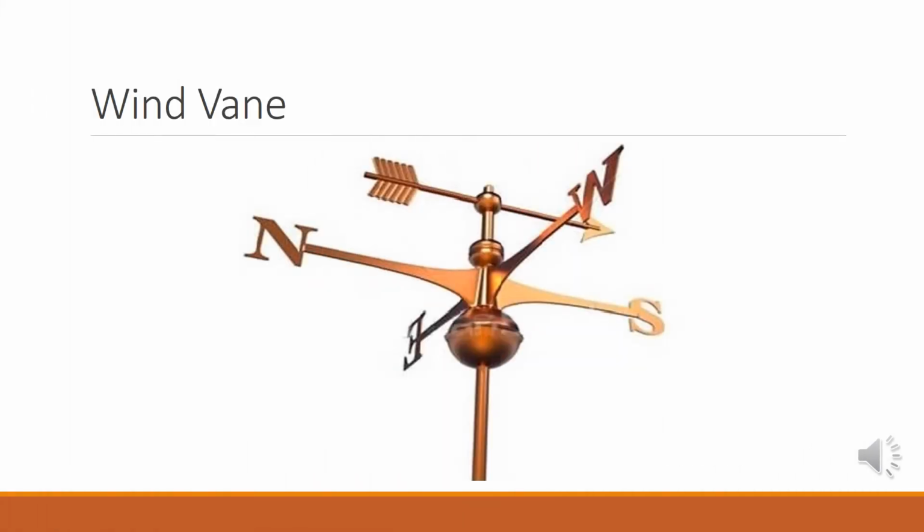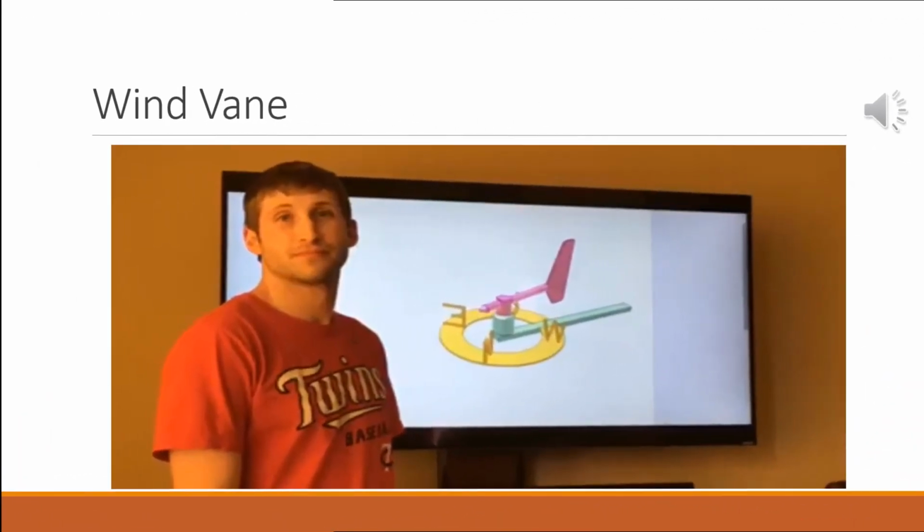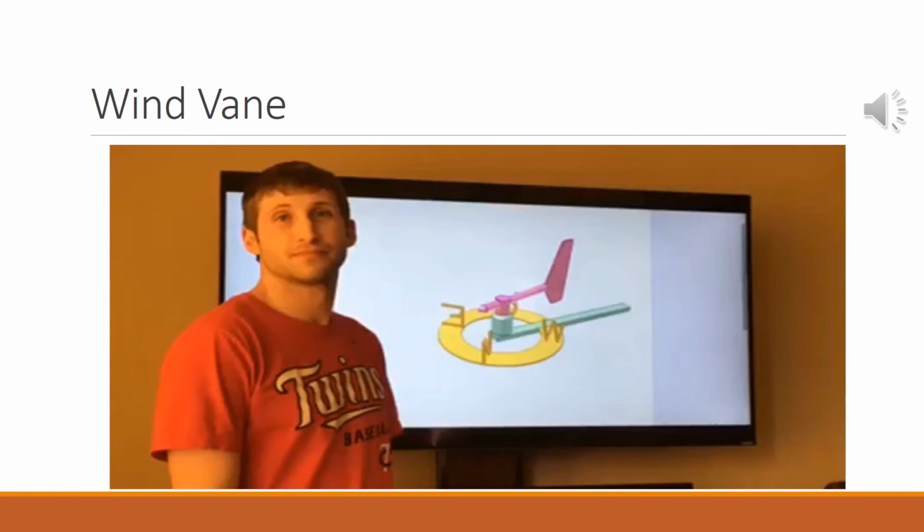This is the picture of a typical wind vane. It shows the two basic parts, the arrow and the direction signs. In this picture, the arrow is pointing towards south. It means that the wind is blowing from south. Let us now see a short video to better understand the working of a wind vane.